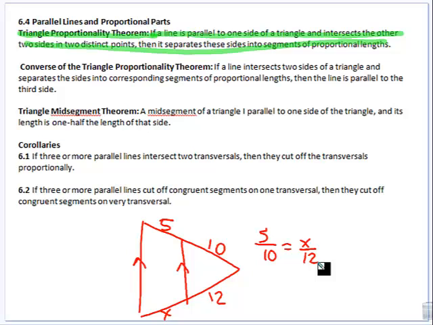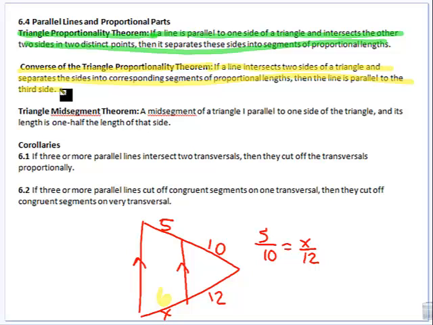The converse of the triangle proportionality theorem is if we know that we have these sides proportional. So if I were to fill in a 6 instead of x here, 5 over 10 is the same as 6 over 12. So if we know that they're proportional, then the lines are parallel. So it's really saying the same thing, just in the opposite order. So if a line intersects two sides of a triangle and it separates the sides into proportional lengths, then the line is parallel to the third side.